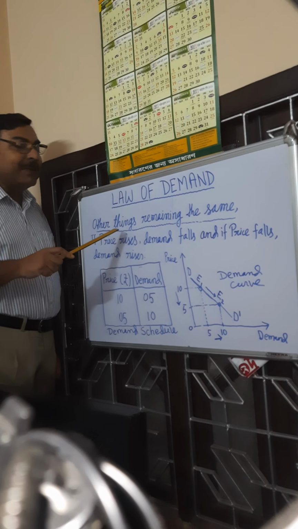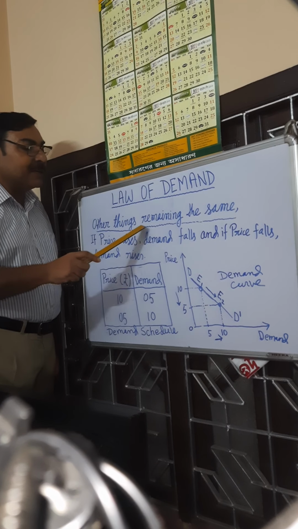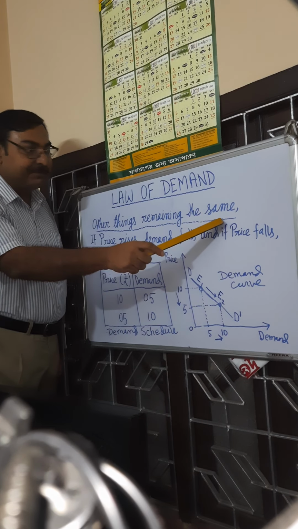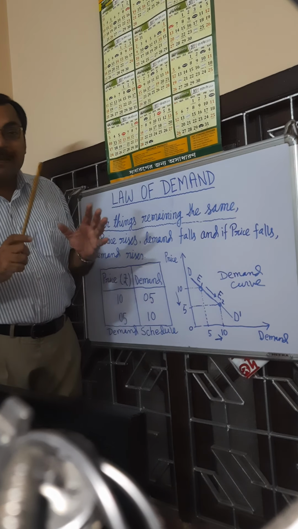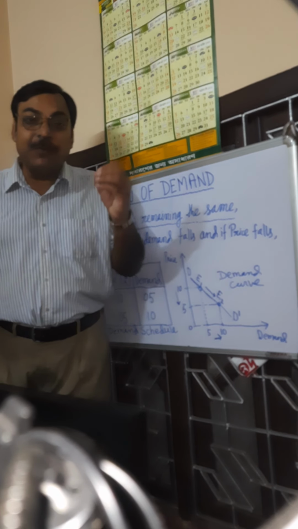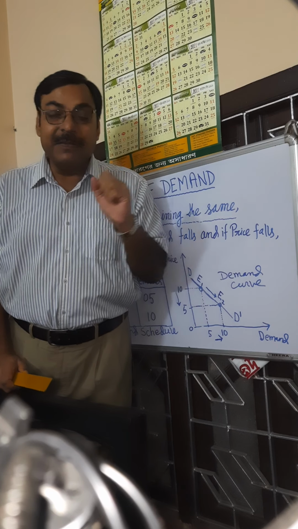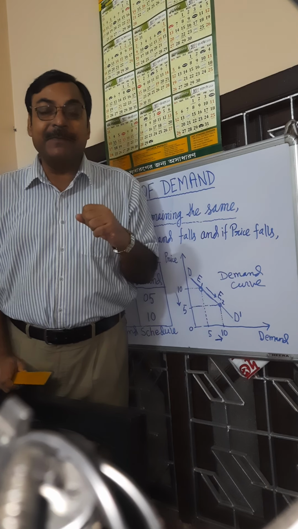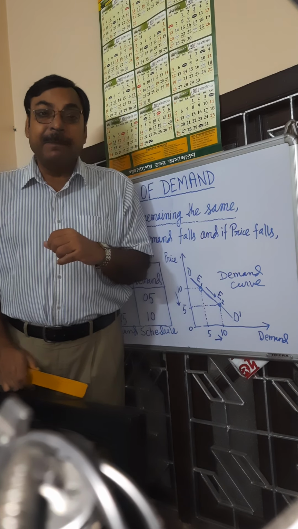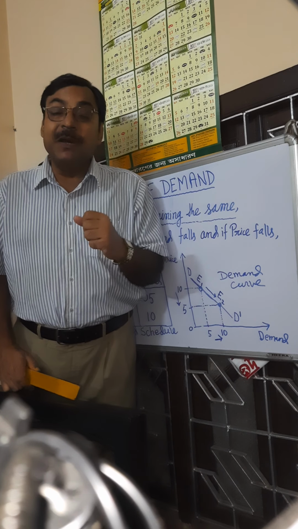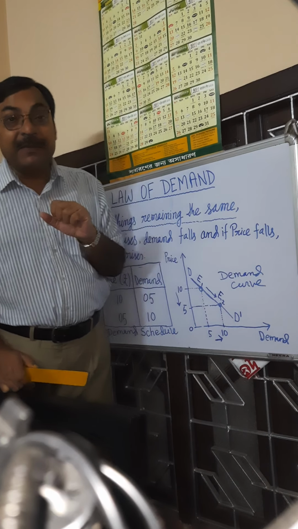See, the law of demand is written here. Other things remaining the same. Other things remaining the same means many other factors also affect demand. Income of the consumer directly affects demand. Prices of related goods also influence demand. Taste and preference of the consumer also influence demand. These are the other factors determining demand.